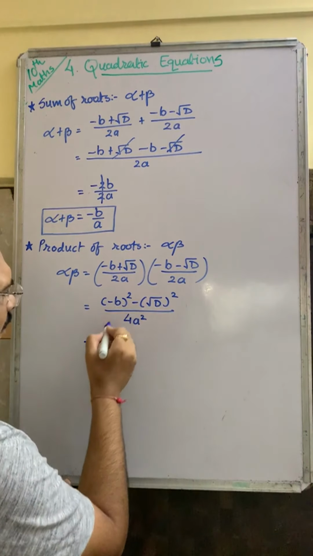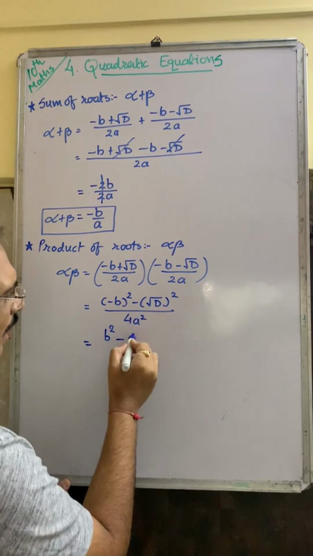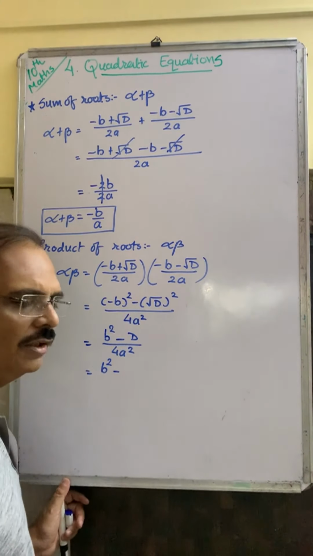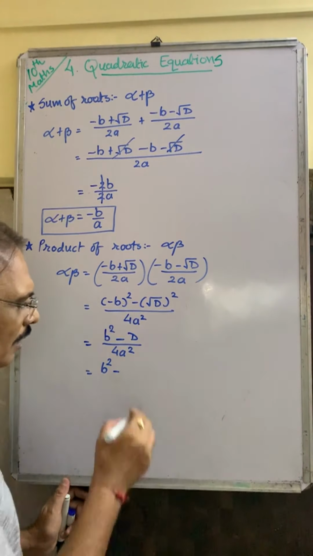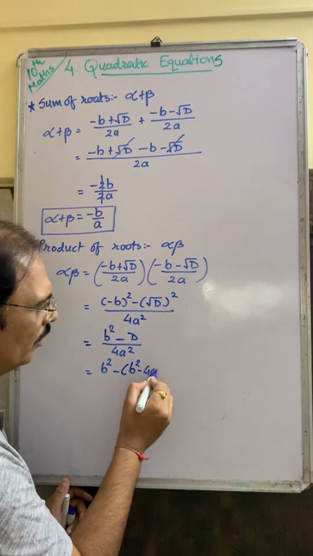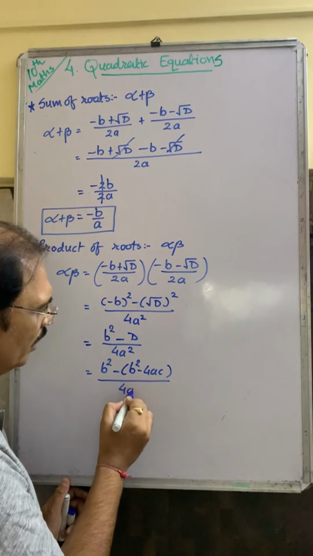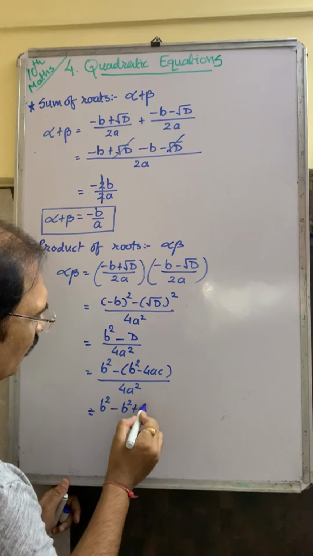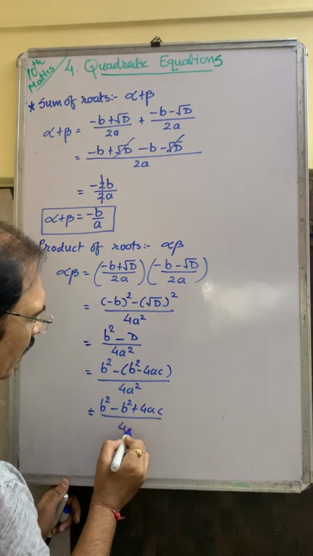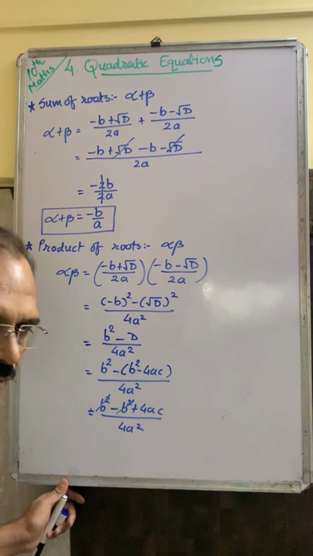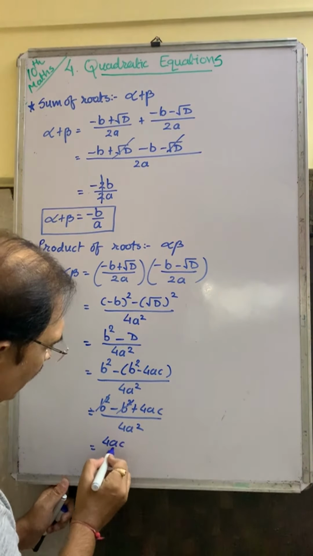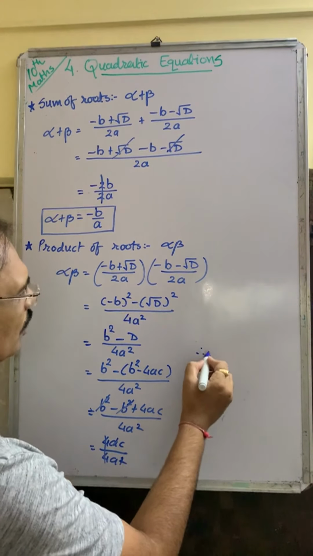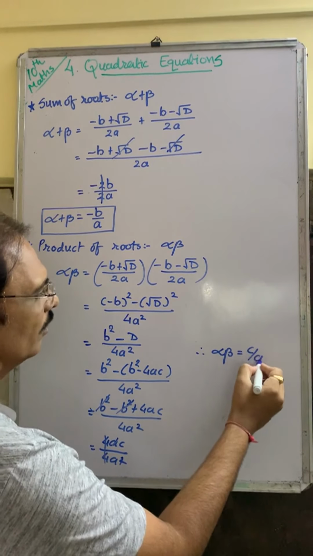Open the bracket, minus square is always plus, so b square, square and square root cancel, so d upon 4a square. Remember, d is called the discriminant, and the formula of d is b square minus 4ac, upon 4a square. Now again open the bracket, b square minus b square plus 4ac upon 4a square. Plus b square and minus b square cancel, 4ac upon 4a square. 4 cancels, one a cancels. So alpha into beta equals c upon a.